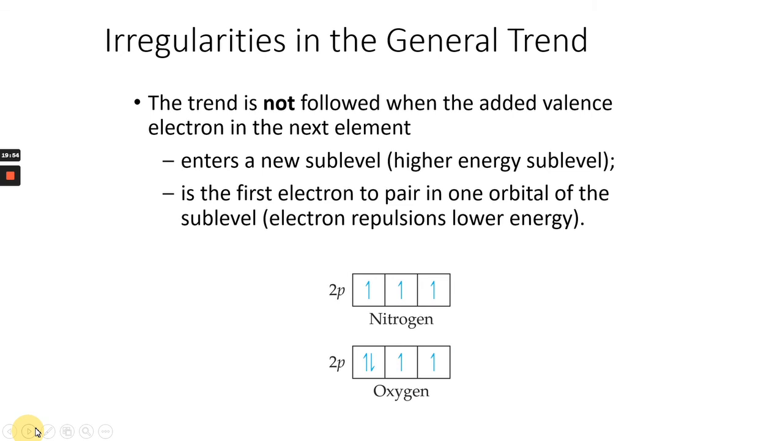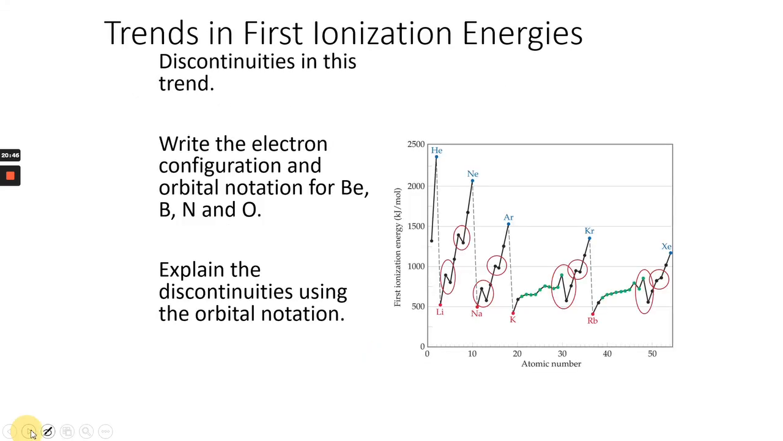Now, of course, nothing could be perfect. There are some irregularities in this general trend. And they arise when you're moving across the periodic table within a row or period. When you start to fill a new sublevel, you're going to get an anomaly in the trend. If you notice here you have 2p3, here you have 2p4, and you're starting to get 2 in an orbital, so you have more electron repulsions here. And your electron repulsions kind of push the electrons a little further away from the nucleus, making the ionization energy a little bit lower. So let's talk about these irregularities.